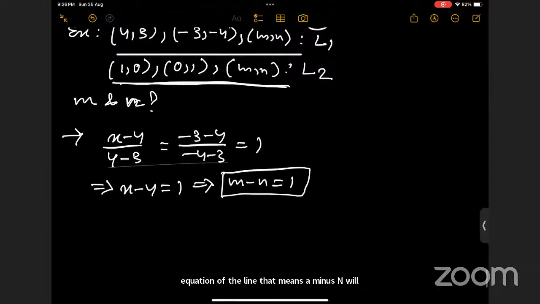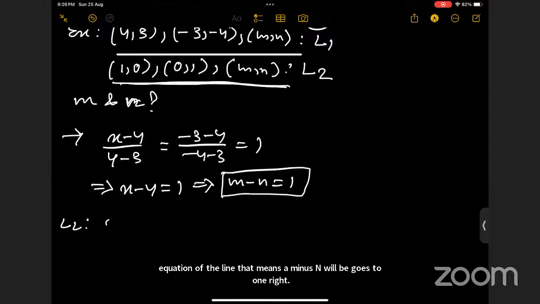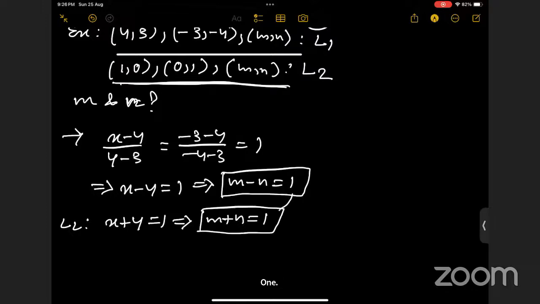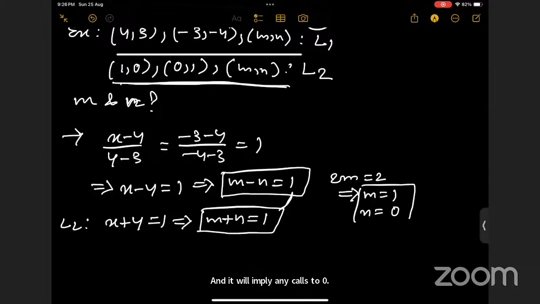Similarly, what is the equation for line 2? It is x plus y equals 1, right? That means m plus n equals 1. So we get two equations. Using these two, we can now solve. So it will be 2m equals 2. That means m equals 1, and it will imply n equals 0. So this is the value for m and n. Is it fine?